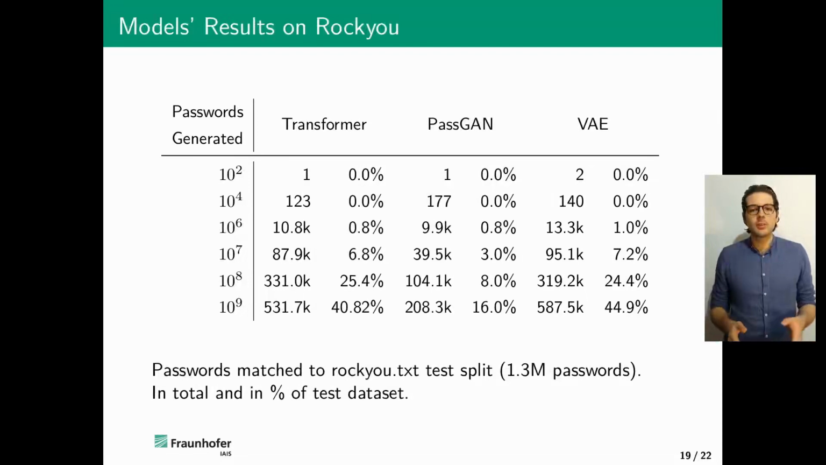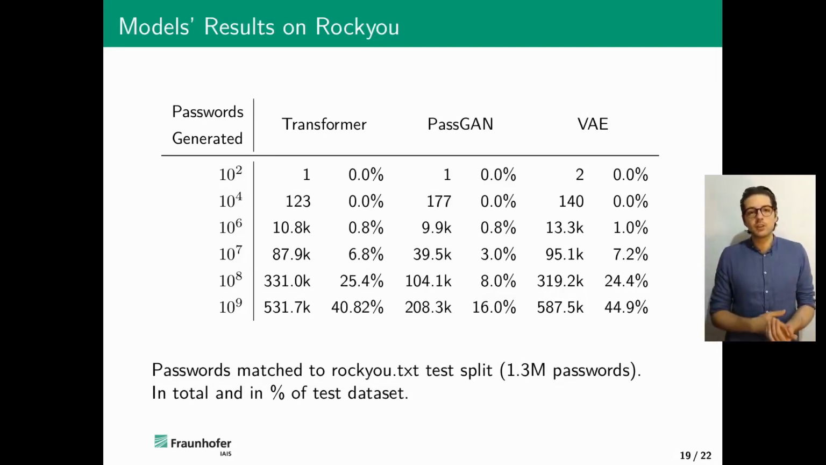So let's first have a look at the models trained on RockYou, evaluated on RockYou. We see that both the variational autoencoder and the transformer offer a similar performance. They reconstruct up to 40 to 45% or over 500,000 individual passwords when generating 10 to the 9 passwords. PassWordCon delivers a less impressive but still solid performance, and it reconstructs up to 16% of the test set. This may be due to the fact that PassWordCon generates fewer unique passwords in general, which we'll see on the next slide, or maybe it follows the training data distribution a little too closely.